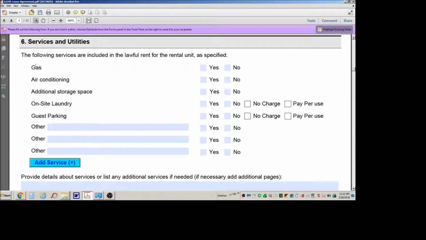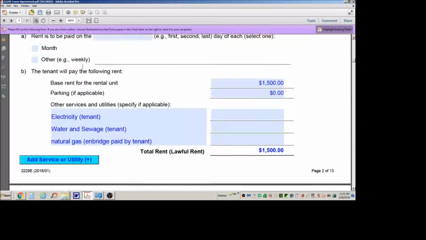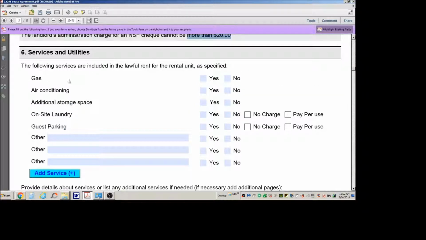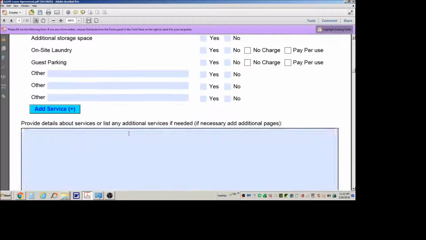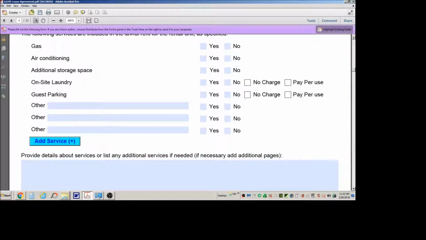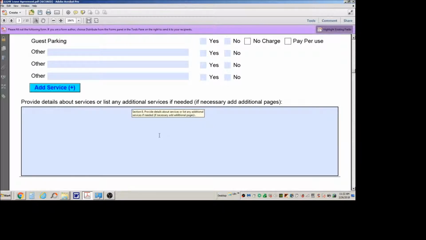There we go. And then why do you have reiteration of this? I don't know. But anyway, I guess they included additionally that the following services are included in the lawful rent, and then you would put yes, yes, yes, or no, no, no, right? Air conditioning, gas, and all the stuff that you have here. It's kind of double. I don't know why they did that, but I guess to make sure that everybody understands what their obligations are.